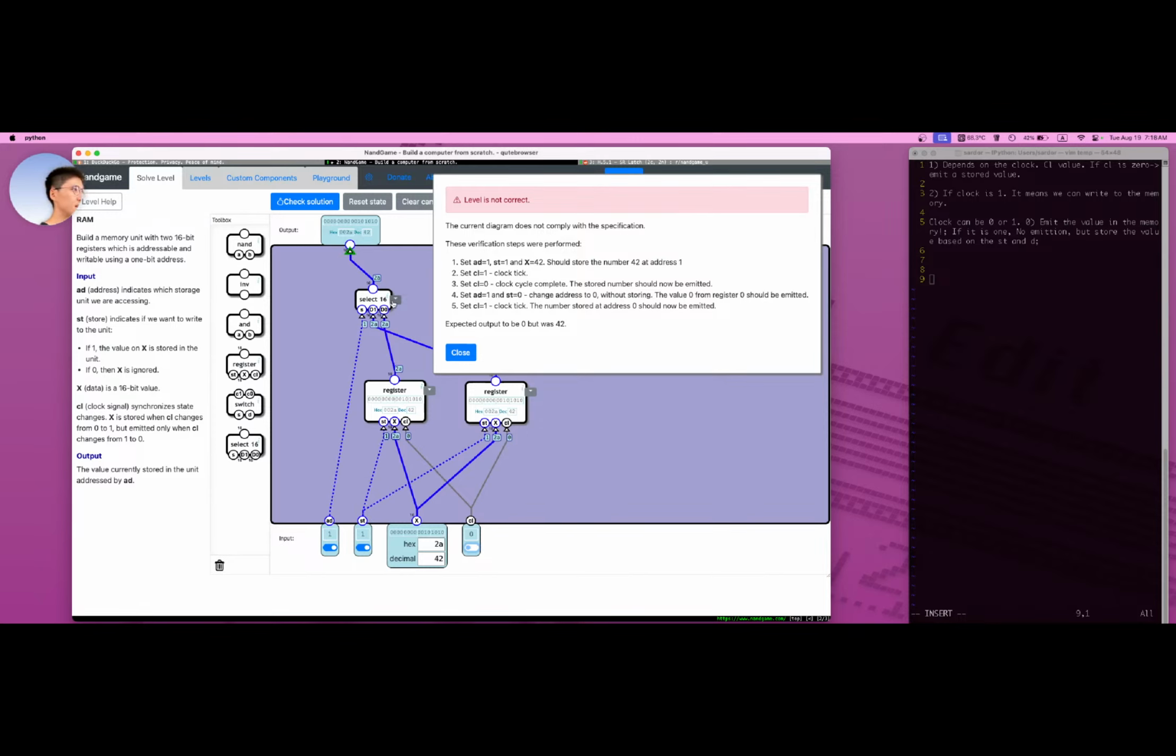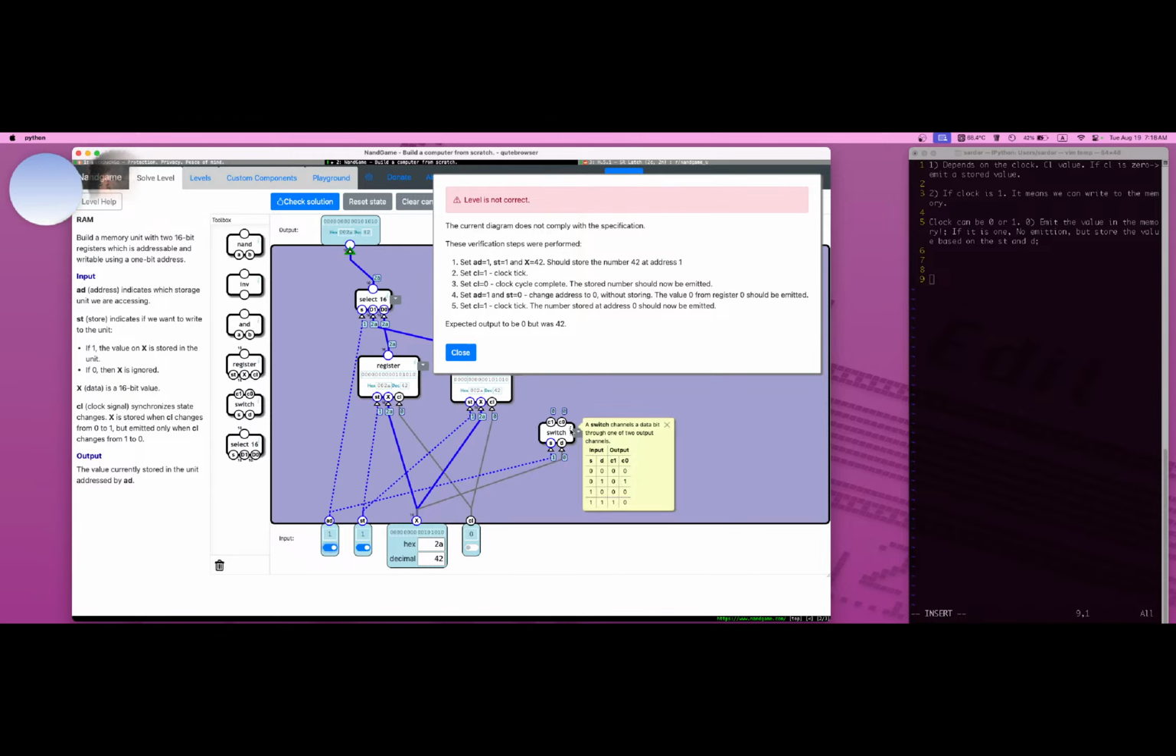Instead of this select guy, maybe this is fine. We need more, I think. We use a switch. What is a switch? Switch is based on S. We can switch between 1 or 0 based on the S flag. So the S flag is our address. D is our X value. If address is 1, we pass it here. If address is 0, we pass it here. No?